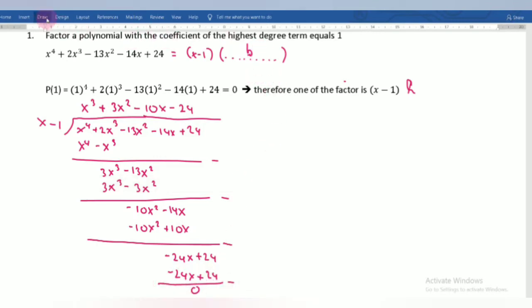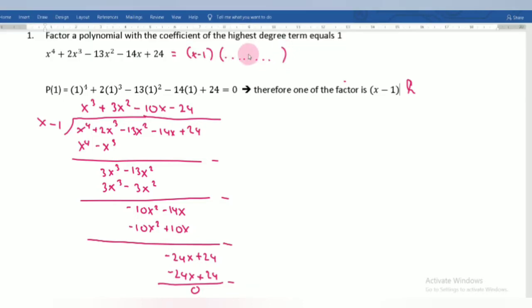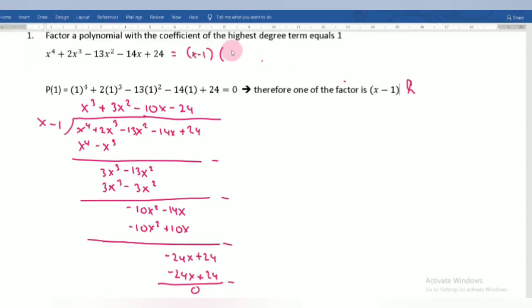So the other factor that we are looking for, let me just change it, it's not b, of course. It will be x cubed plus 3x squared minus 10x minus 24. So the thing is, we still need to factor this one, right? We still need to factor this one. So how should we factor this?